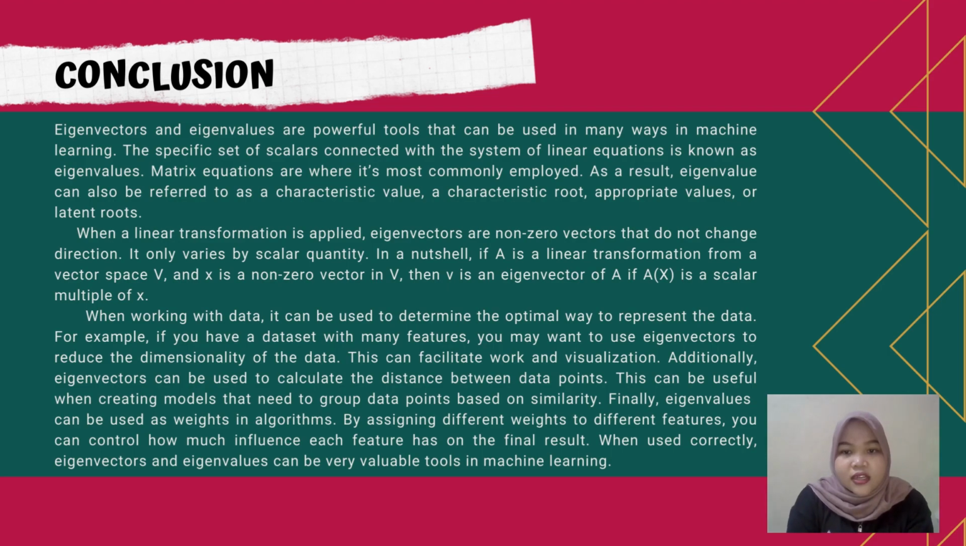In a nutshell, if A is a linear transformation from a vector space V and x is a non-zero vector in V, then x is an eigenvector of A if Ax is a scalar multiple of x. A set of all the eigenvectors with the identical eigenvalue, together with the zero vector, makes up an eigenspace. The zero vector, however, is not an eigenvector.